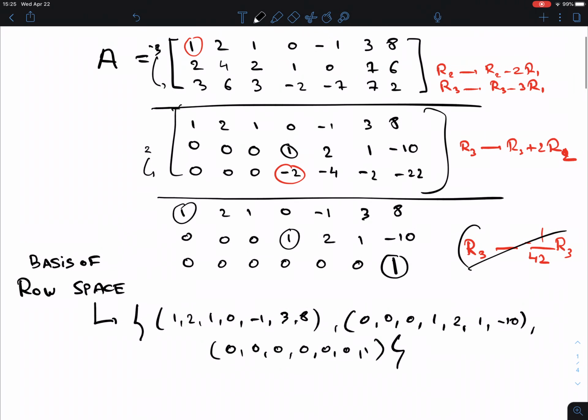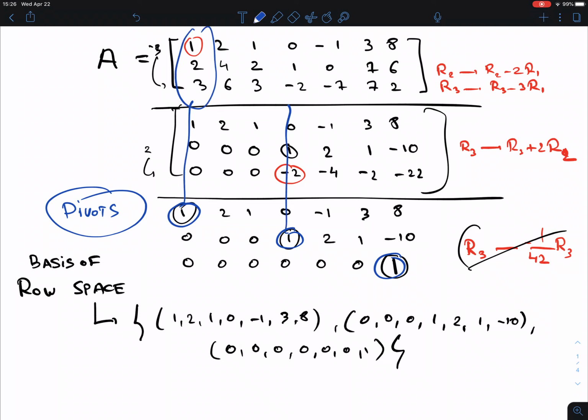But we have more. These pivot variables, I'll mark them again. These are the pivot variables. So the pivots, right? And they also help us in identifying a basis for the column space. So it is exactly these columns that will give us the basis, but we have to go back to the original matrix to get the actual values for the basis. So this is the first basis element, this is the second basis element, and this is the third basis element.